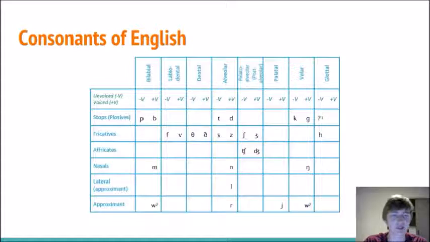This table essentially maps out every consonant in English, and don't worry about the fact that you probably don't understand some of these symbols. It is based on where in the mouth they are articulated, as well as the manner in which the airflow is obstructed.